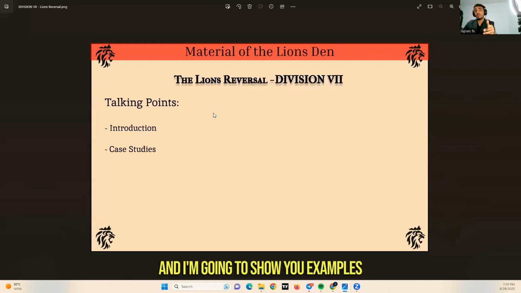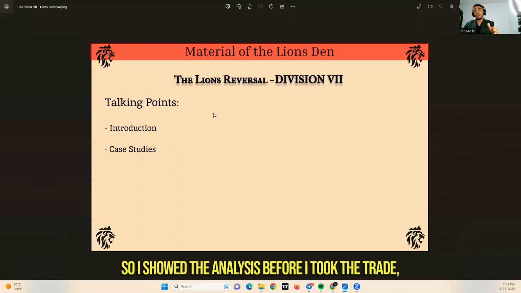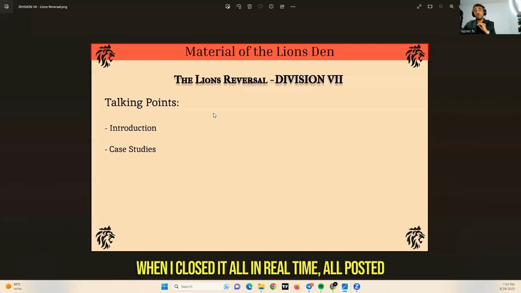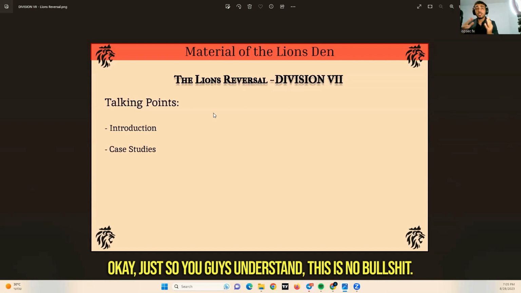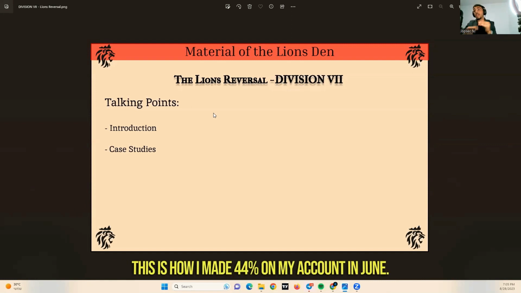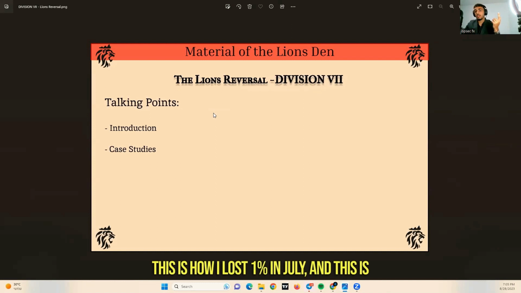I'm going to show you examples which I was very public about. So I showed the analysis before I took the trade, I showed when I took the trade, and I showed when I closed it, all in real time, all posted both in my Discord and on Twitter publicly. Just so you guys understand, this is no bullshit. This is how I made 44% on my account in June. This is how I lost 1% in July. And this is how I made 10.5% in August.